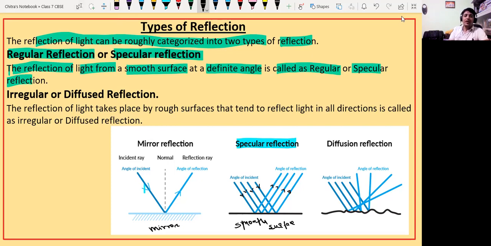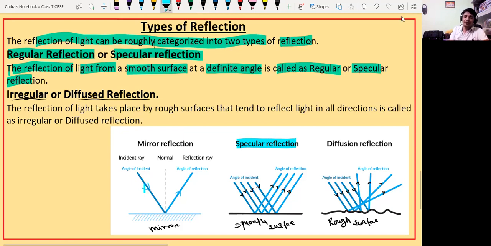Now we have the next one: irregular or diffuse reflection. Here we had a smooth surface, but here the surface will be rough. So I'm writing here rough surface. See, in a regular manner light rays are incident on the surface, but after reflection they reflect through different angles like this. That's why it is called diffused or irregular reflection.